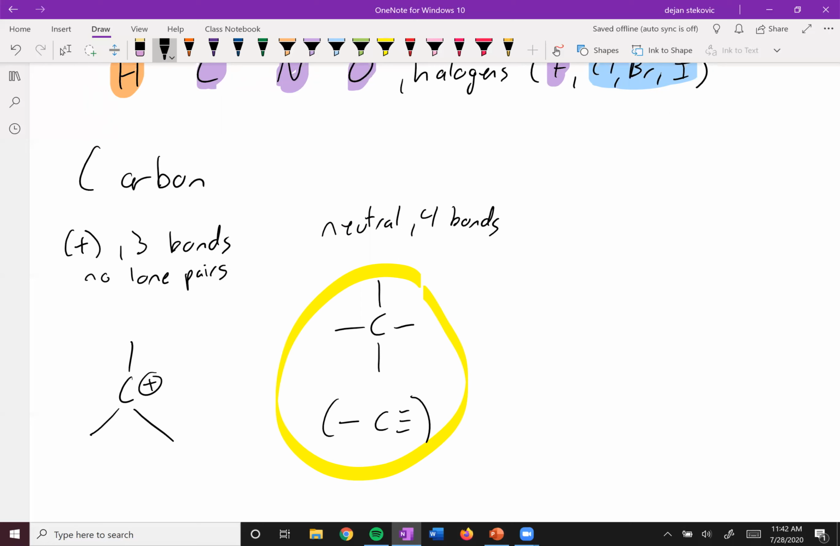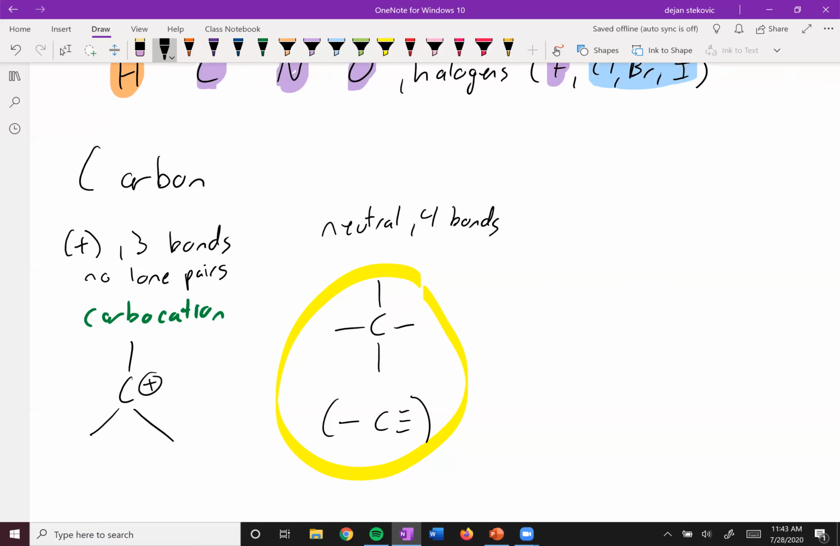So while carbon cannot have more than 8 valence electrons, it can have less than 8 valence electrons. And so this is called a carbocation. And it will also be pretty common. We'll see that a good bit.